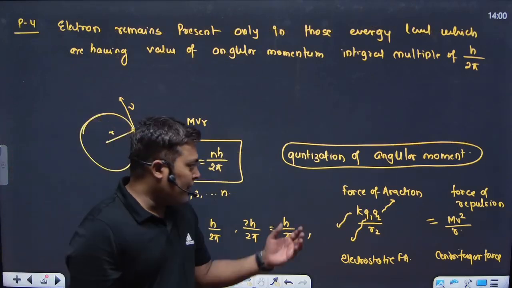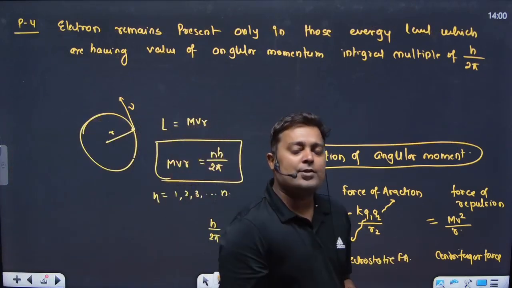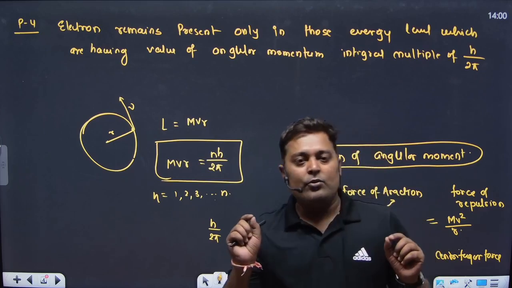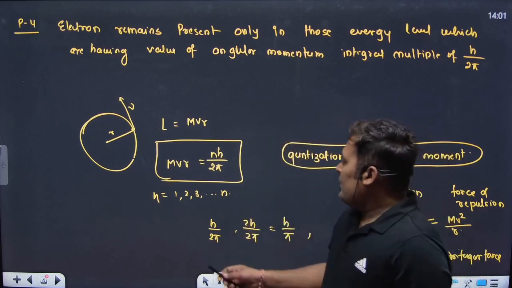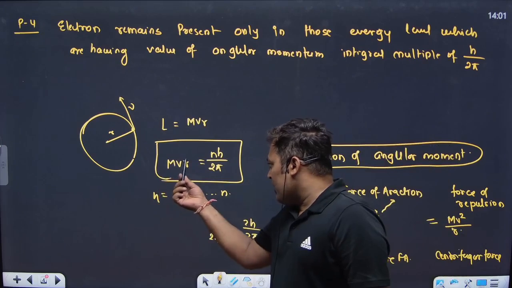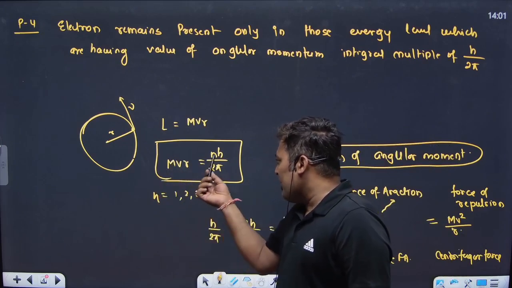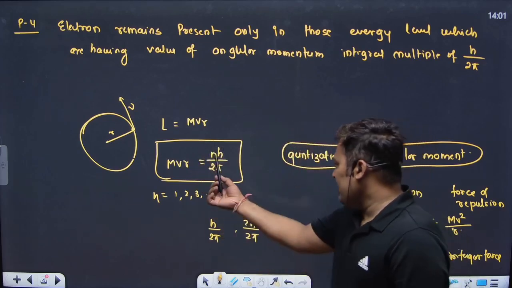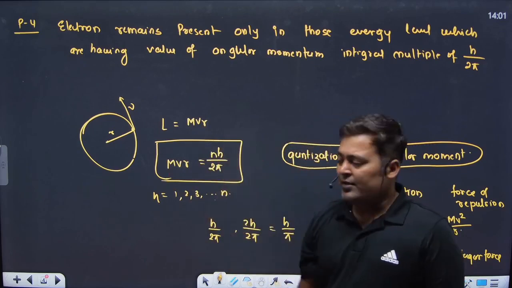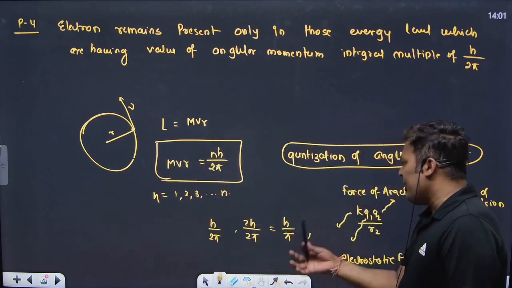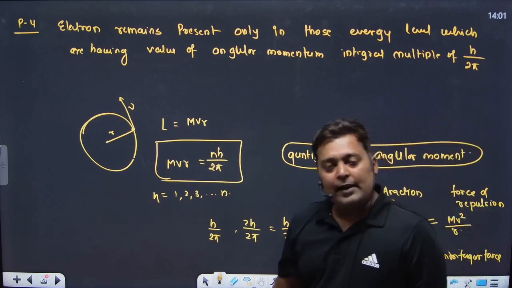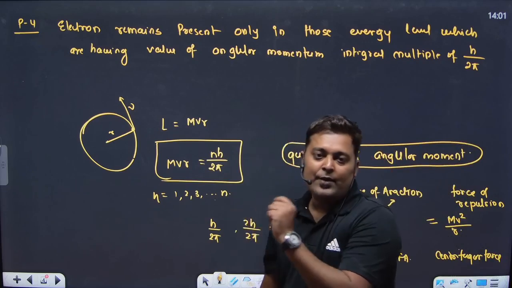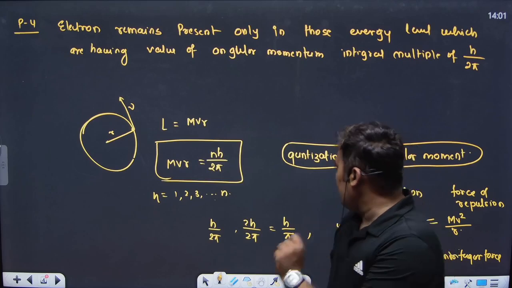Then what is the fourth postulate? There are an infinite number of energy levels. In which energy level will your electron be present? The electron will only be present in those energy levels which have an angular momentum that is an integral multiple of h upon 2 pi, where n is a simple whole number integer representing the number of shells. If we put in this value, we get different values of the angular momentum, and that is how we decide in which energy level our electron will be present.